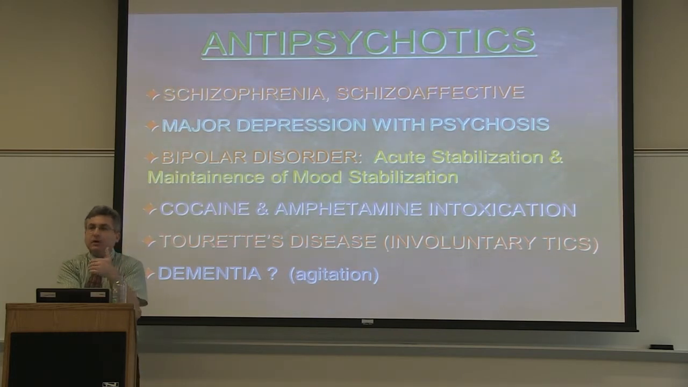Tourette's disease, which is involuntary motor or verbal tics, is treated with antipsychotics. And for the agitation of dementia, as I mentioned before, we use antipsychotics, but they don't really work, and we have no studies to show that they work. They can sometimes cause cardiac side effects in the elderly. So that's an area where medications have been over-prescribed, particularly if they're not effective. I wish we had some better treatment for that. That would be a good thing.